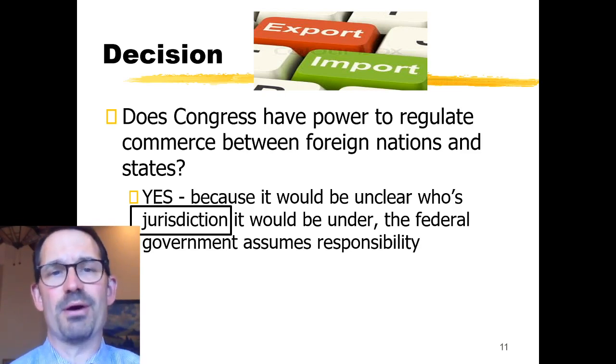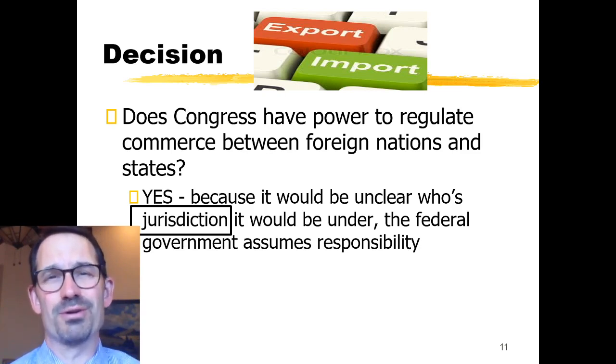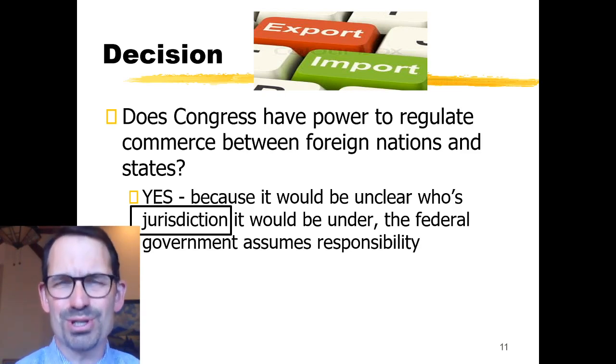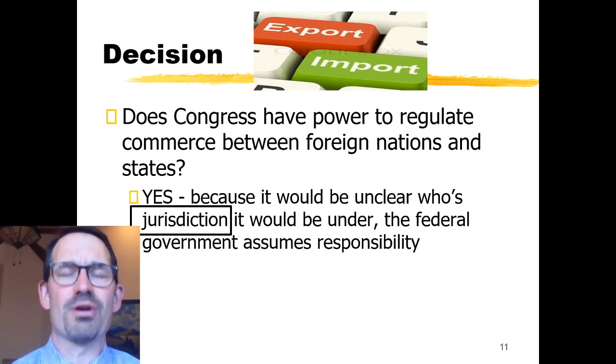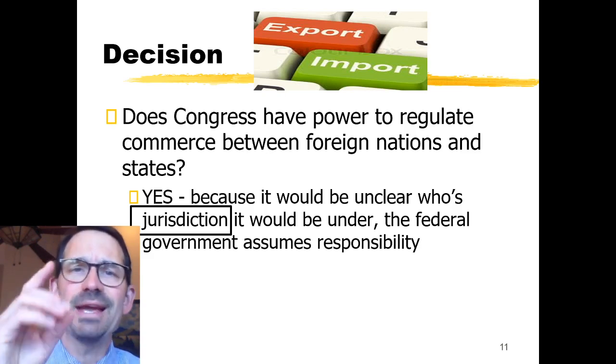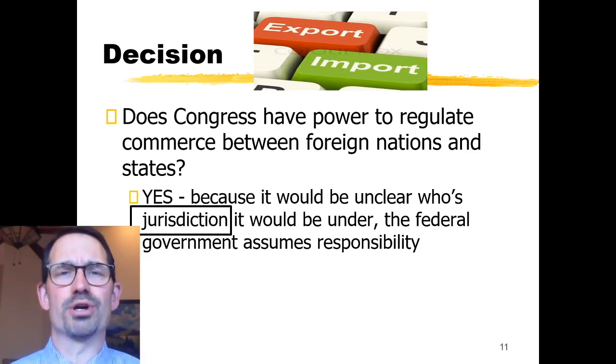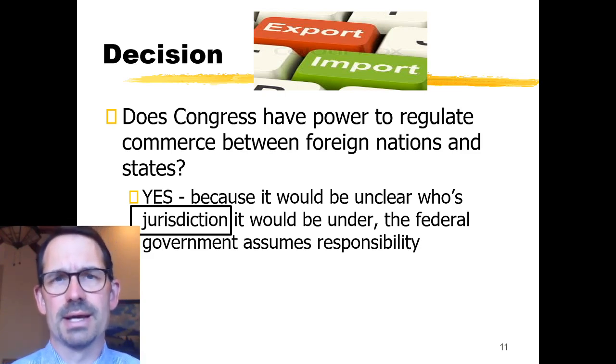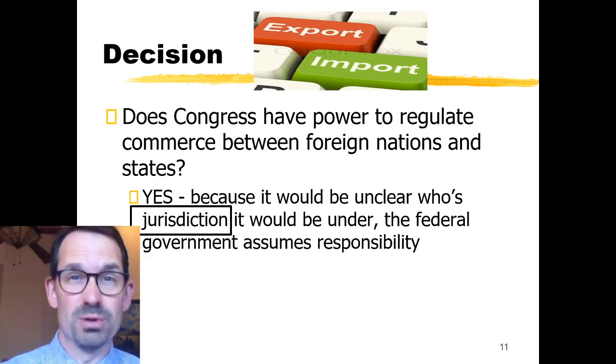So, first question, really easy. Does Congress have the power to regulate commerce between foreign nations and states? And the Supreme Court under Marshall says yes, because whose jurisdiction would it be under? So the federal government assumes responsibility. Think about it. If trade goes from New York to New Jersey, who controls that trade? Is it New York or is it New Jersey? And what if they have different rules?